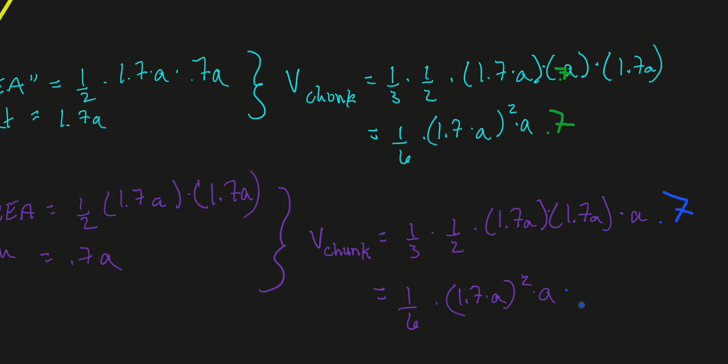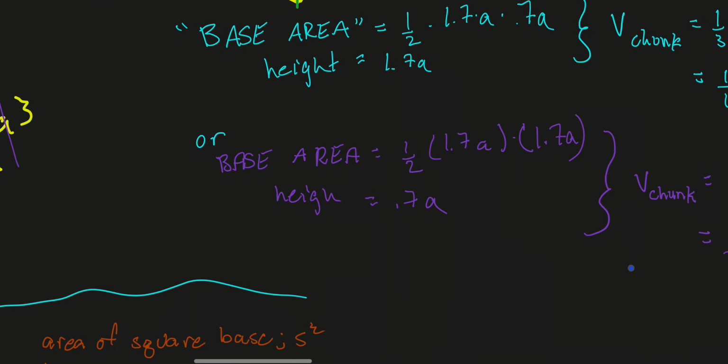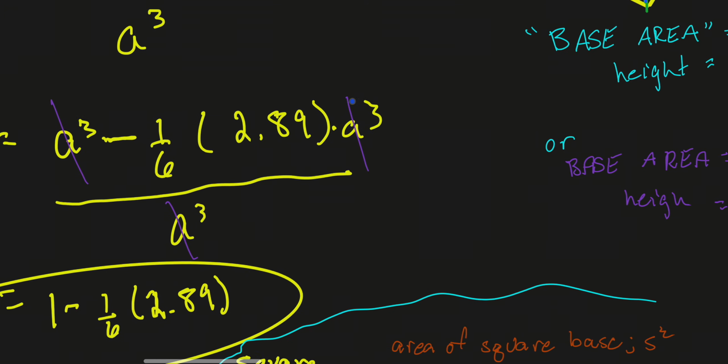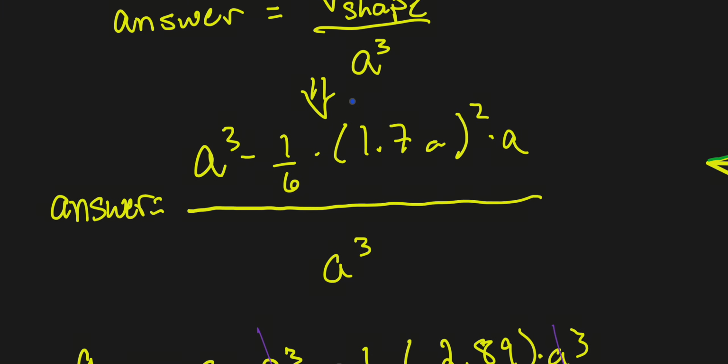And hopefully what we recognize is, regardless of how we get the volume, we get the same expression, 1/6 times 1.7a squared times 0.7 times a. Anyways, we take all that gigantic expression and we put it in here. Now this question may not be worth the time, but let's keep going.